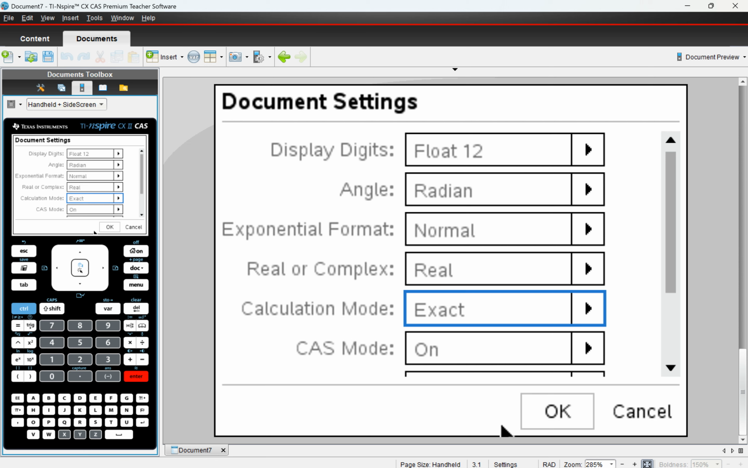Notice that my calculation mode is in exact. Mine's not on auto. It's not on approximate. Change it to exact, and then press OK. Change it to exact and press OK.